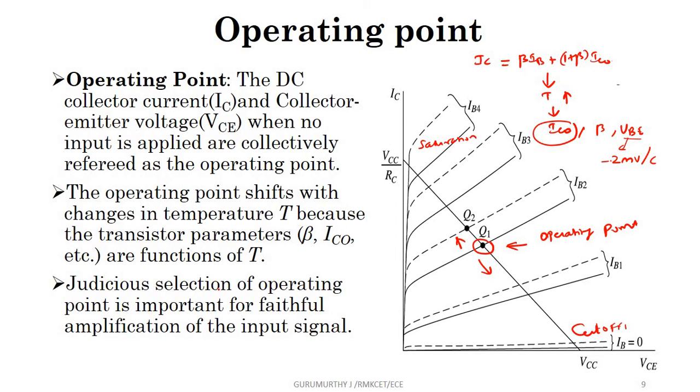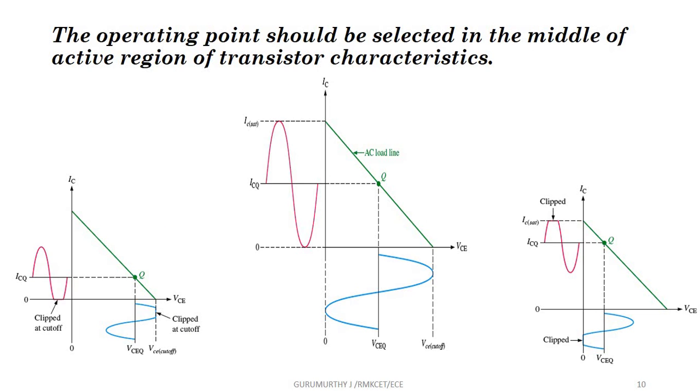So judicious selection of the operating point is important for faithful amplification of the input signal. The proper way of choosing is that the Q point should be in the middle. If it is selected in the middle, both the positive half cycle and the negative half cycle are reproduced faithfully at the output. If you select the Q point near the cutoff region, the positive half is clipped off at the output, and this is going to cause distortion.